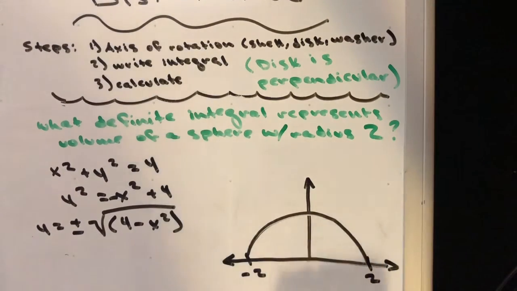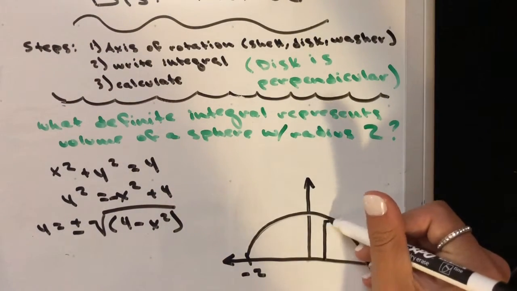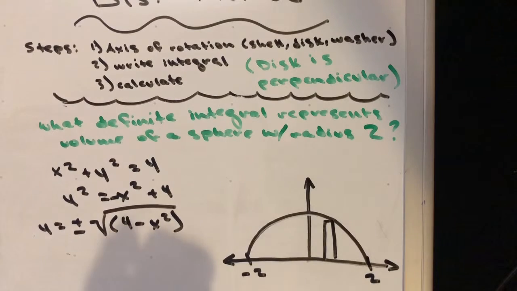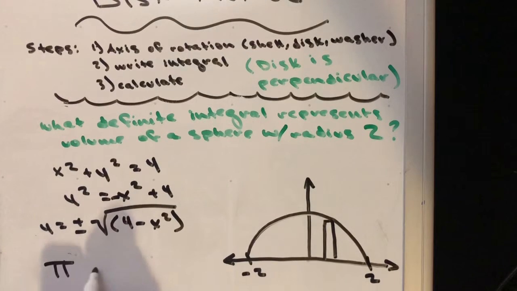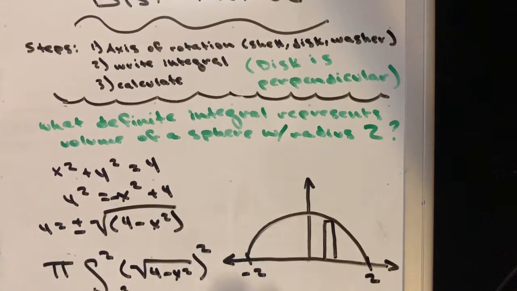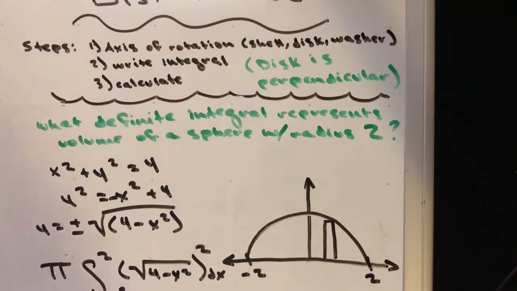Okay, so we're going to go ahead and draw our rectangle. And then what we're going to do is plug it in just like we have with all the other things. So in this example, the height of the rectangle would be this, which is the square root of 4 minus x squared. So it would be pi integral from negative 2 to 2 of the square root of 4 minus x squared dx, right? And that would be the right answer.